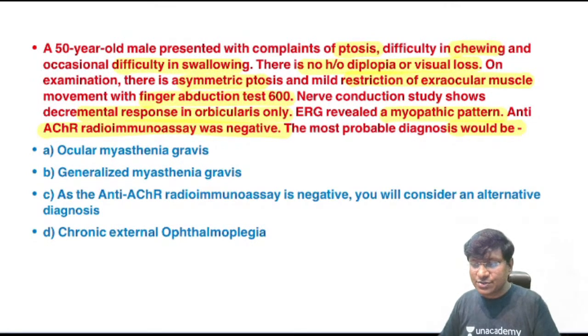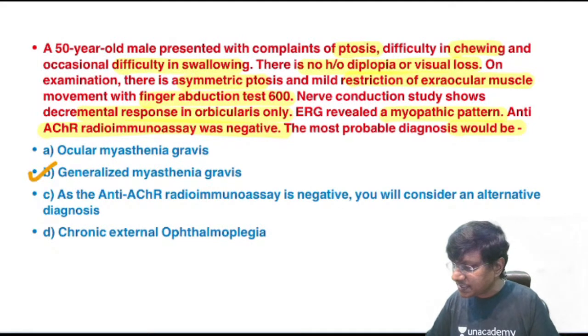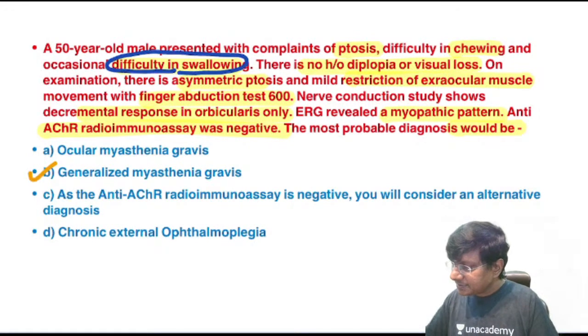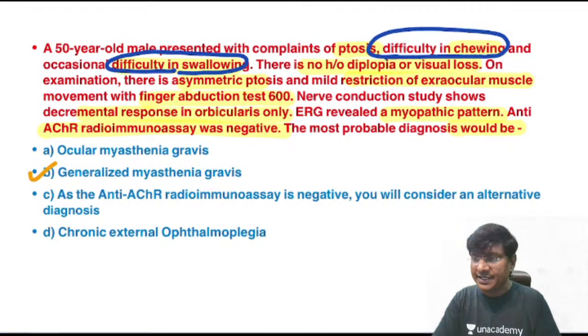Yes, Akila Raj, it is not ocular myasthenia gravis. It is generalized myasthenia gravis. Why? Because in ocular myasthenia gravis, what did we discuss? We have discussed that the individual will have only ocular manifestations. But if you observe here, the individual is also having difficulty in swallowing. There is also difficulty in chewing. These are not seen in ocular myasthenia gravis. So the answer is generalized myasthenia gravis.